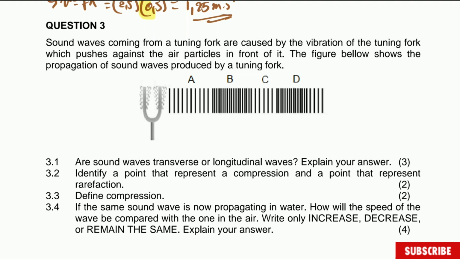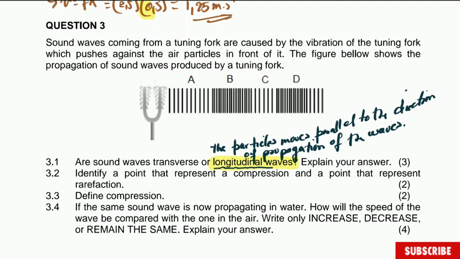Explain your answer. And the answer for this one is longitudinal wave. You must know, or you should know by now, that sound waves are longitudinal waves. So why is a sound wave a longitudinal wave? Because the particles move parallel to the direction of propagation of the wave. So in this drawing, the particles move forward and back, but the propagation of the wave is all the way to the front. That is what happens here.